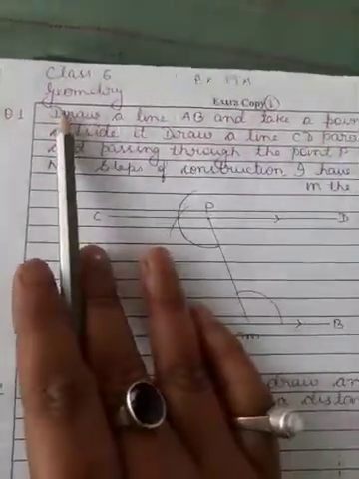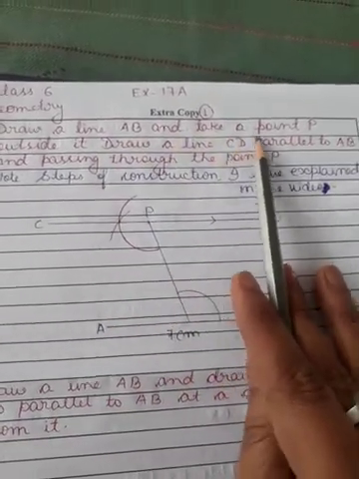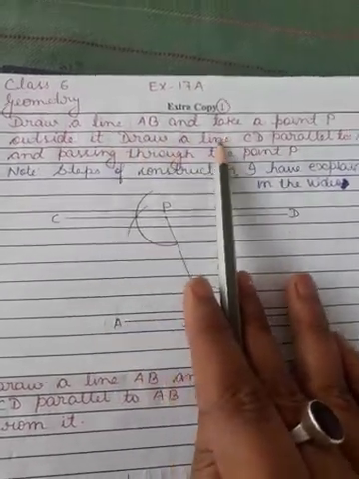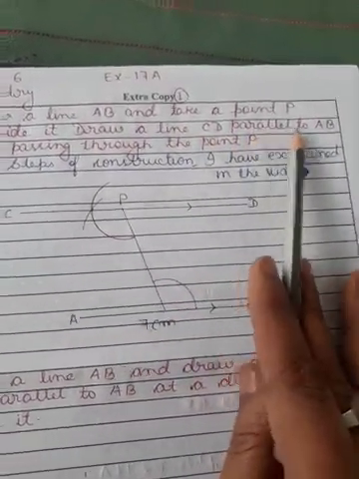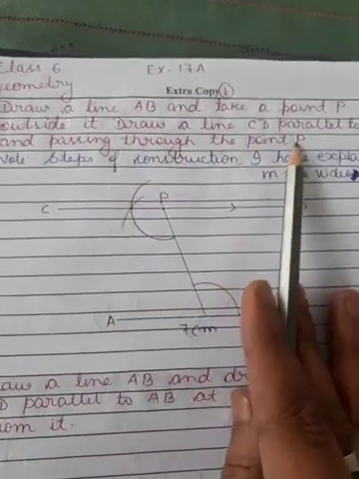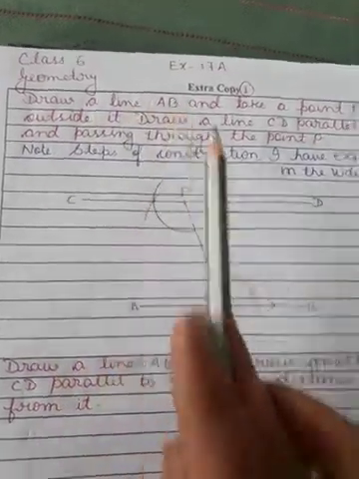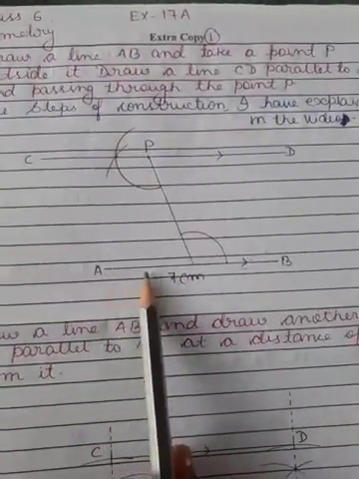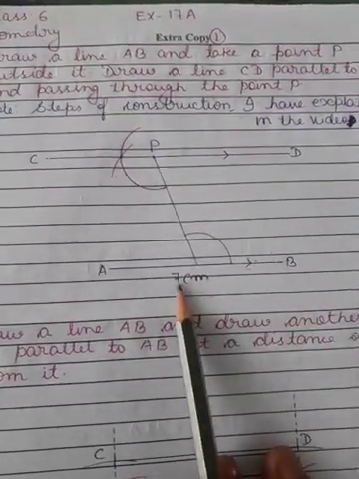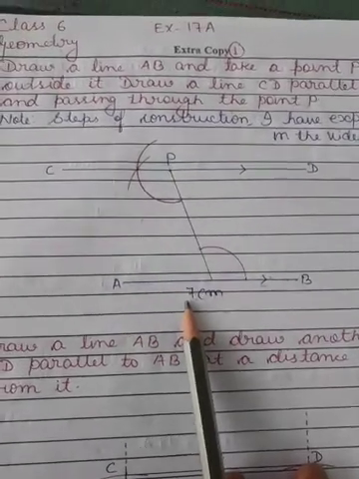So number 1 is: draw a line AB and take a point P outside it, then draw a line CD parallel to AB and passing through the point P. So first of all we have been asked to draw a line AB. With the help of a scale draw a line AB of any length. I have taken 7 centimeter.